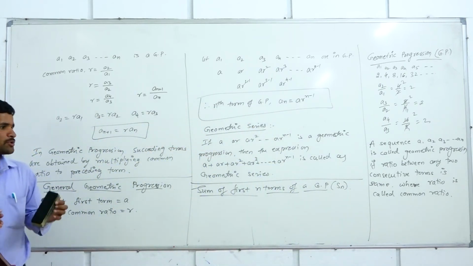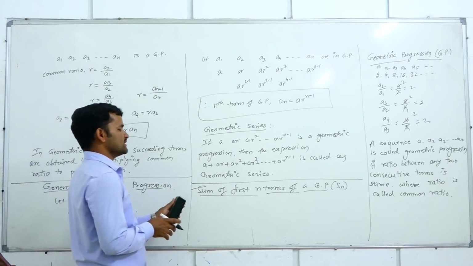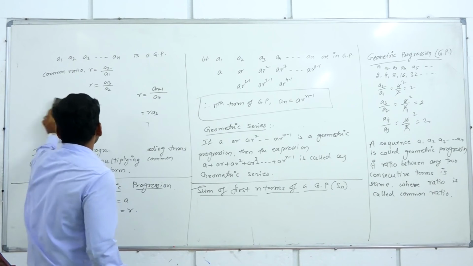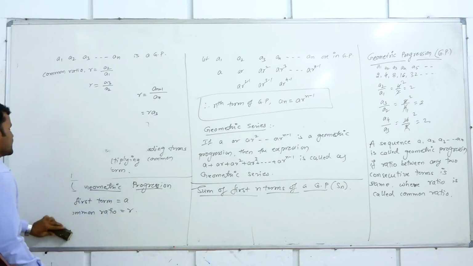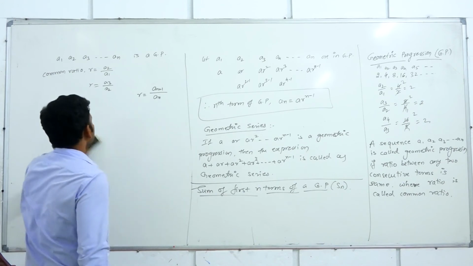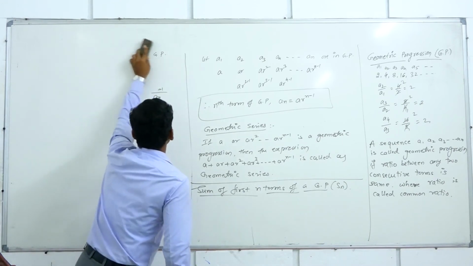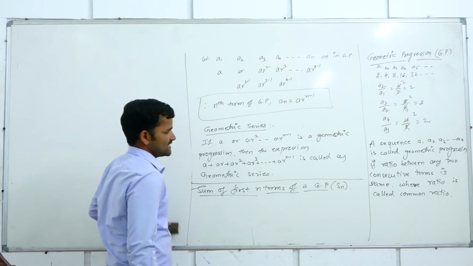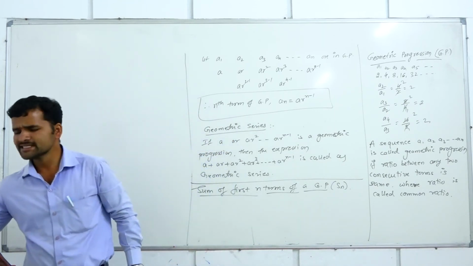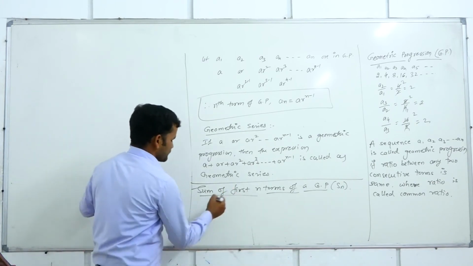In the arithmetic progression, we did the same thing. Sum of first n terms of arithmetic progression. What is that? We have derived the formula. Sn is equal to n by 2 into 2a plus n minus 1 into d. In the same way we are going to do here also, that is in geometric progression.